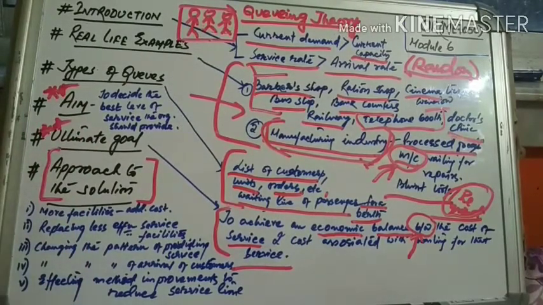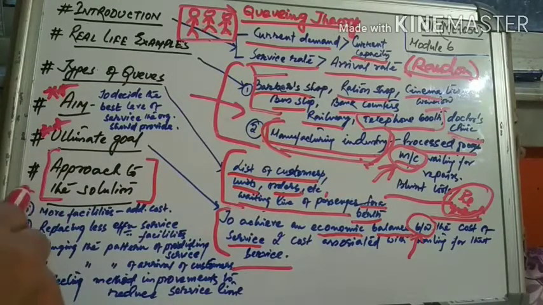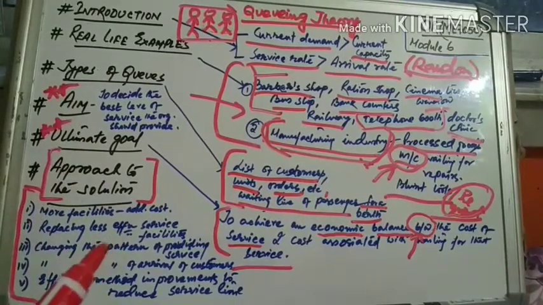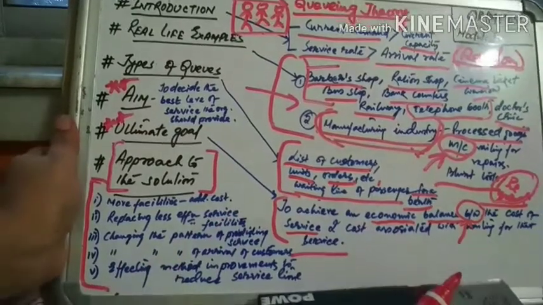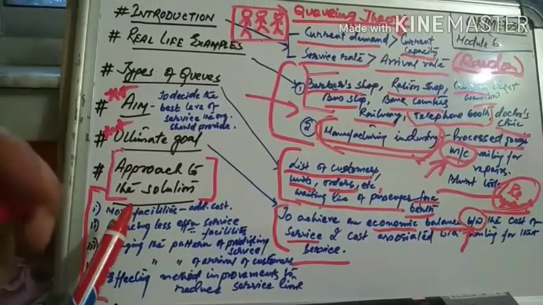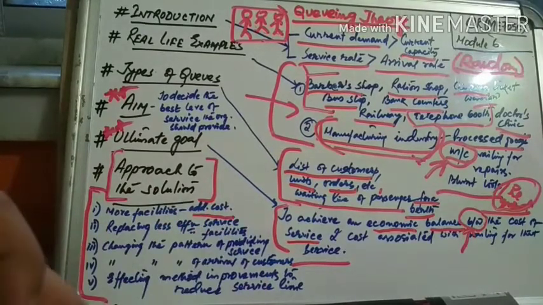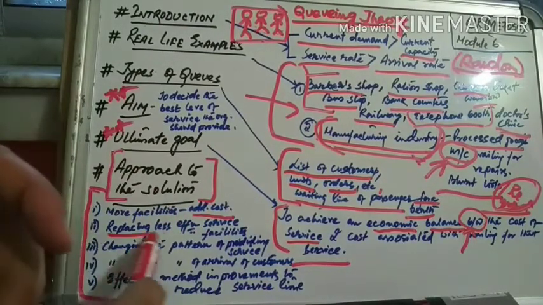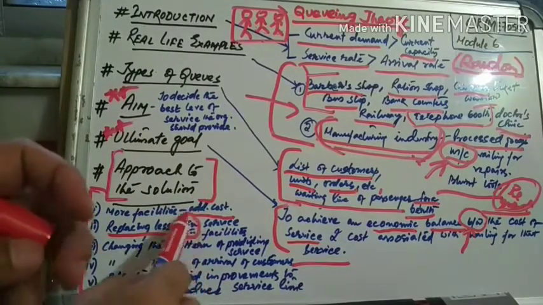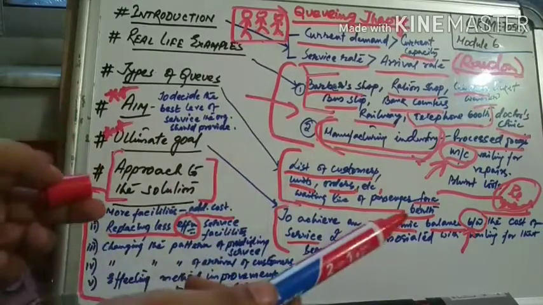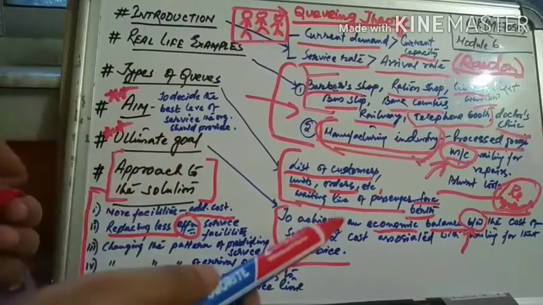Coming to the approach of the solution, these are the alternatives we have in our hand. You can see the first alternative says you can provide more facilities, but you have to incur additional cost. The next one says replacing less effective or efficient service facilities with efficient ones. That would also have some additional cost.